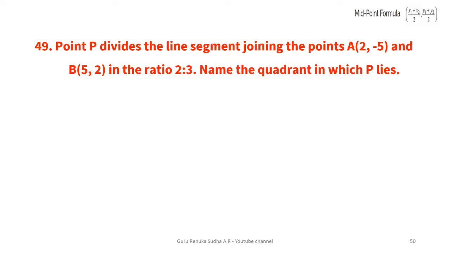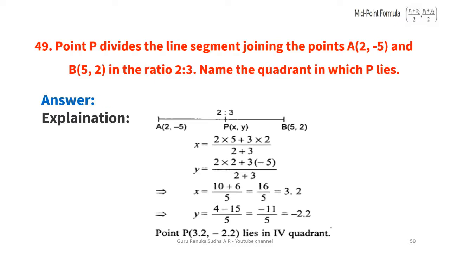Okay, one line segment is there, its end points are A and B, and another point P is on that line segment AB, and it divides the line in the ratio 2:3. So you can observe carefully, and by using the section formula, apply that, and you can easily calculate the coordinates x and y of P. Then you will get x coordinate is 3.2 and y coordinate is minus 2.2.